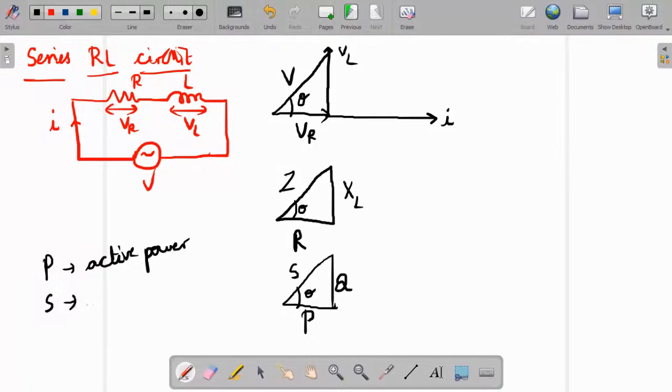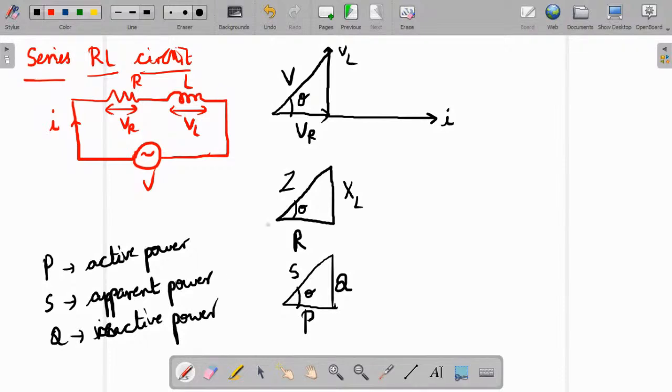S stands for apparent power, and Q is reactive power. From this, what is V? V is nothing but the square root of VR square plus VL square. And for theta, we'll get tan inverse of VL by VR.